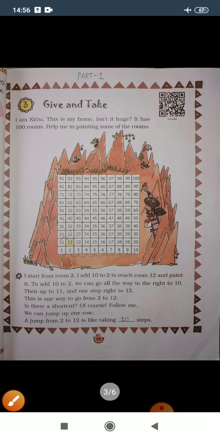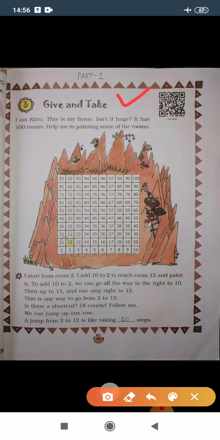So, let's start our chapter Give and Take. In this chapter, you are going to learn about addition and subtraction tricks. In these tricks, you are not going to use your fingers for calculating the sums.